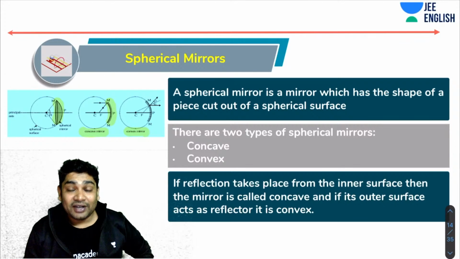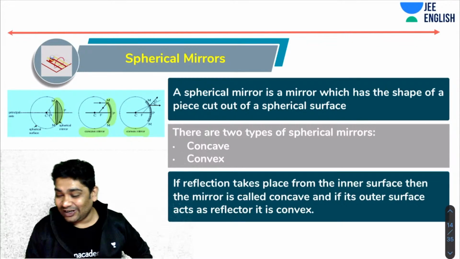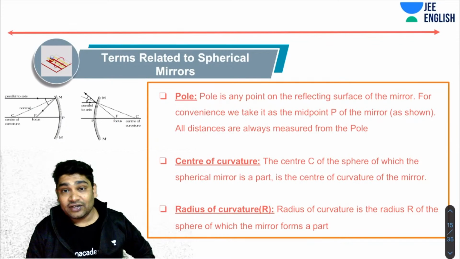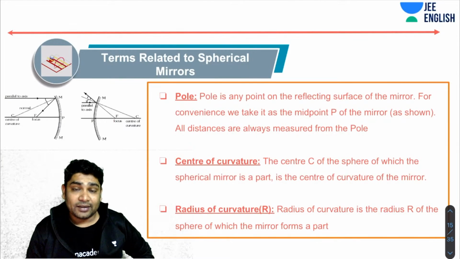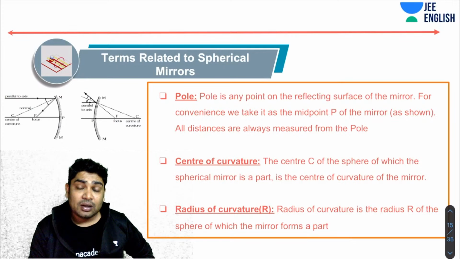Okay. So if the reflection takes place from the inner surface, then the mirror is called concave. If it happens from the outer surface, it is called convex. Right. Before we start our study of spherical mirrors, we need to go over some terms related to spherical mirrors. The first important term which we keep referring to time and again is pole. Pole is any point on the reflecting surface of the mirror. For the sake of convenience, we usually take it as the middle point P of the mirror.